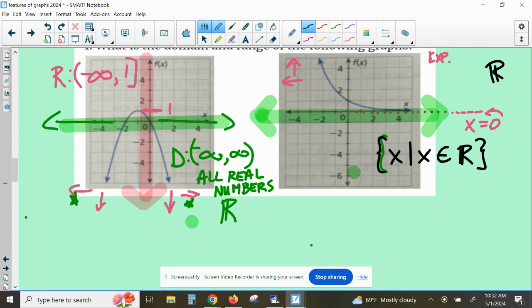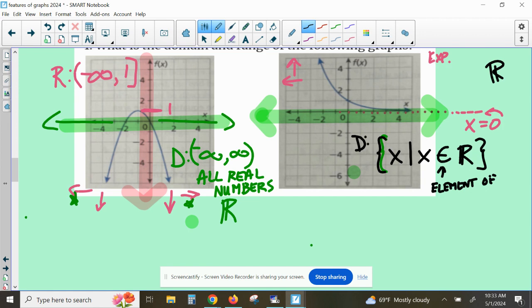So this means element of. So when you read this, it's saying the set of all x's such that x is an element of the real numbers. Fancy? Fancy pants, right? Okay, so this was our domain.